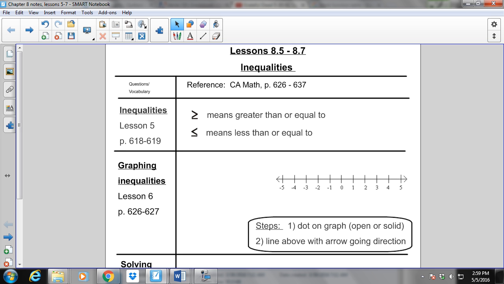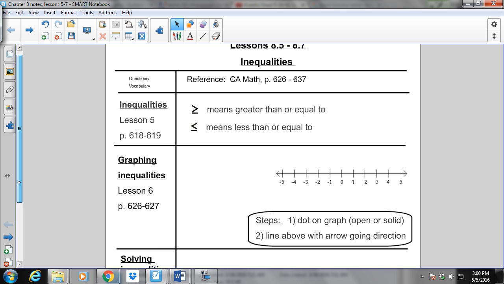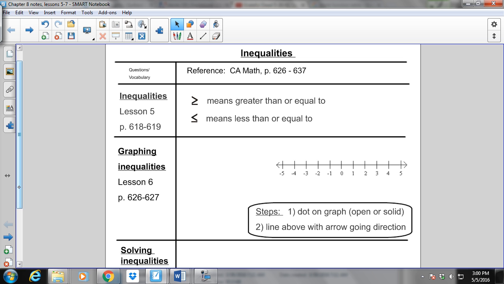So we're continuing on chapter 8, moving off of function tables and moving into inequalities. And this is a pretty simple concept, so I hope you guys can get it pretty quickly. If you need some references, examples, or vocabulary words, look in your California Math, pages 626 through 637. I also wrote down the page numbers here for each section of the notes and where they go in the chapter.